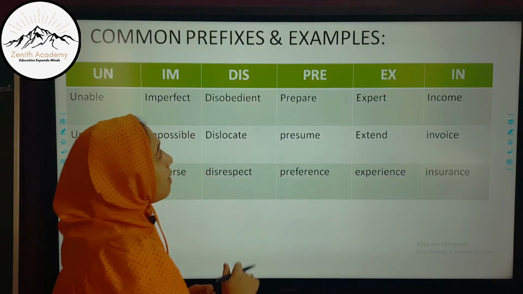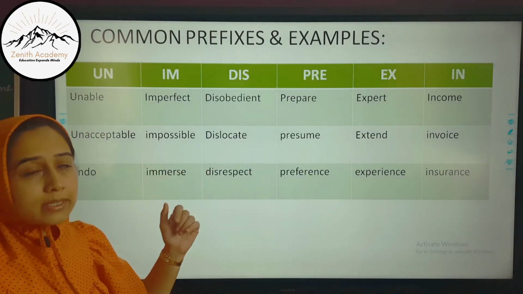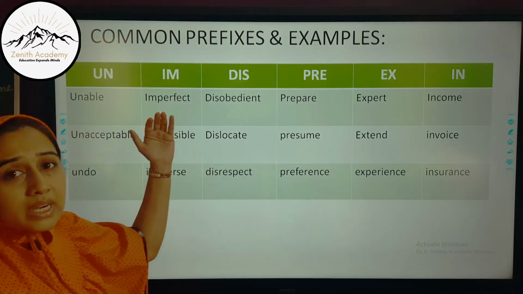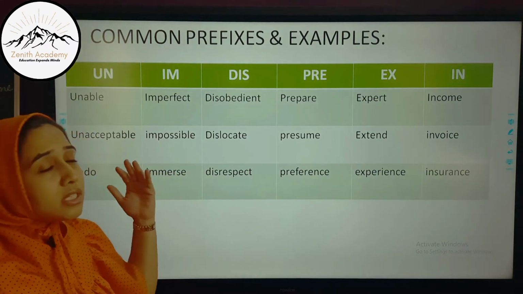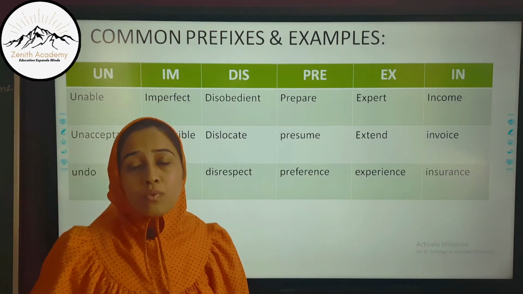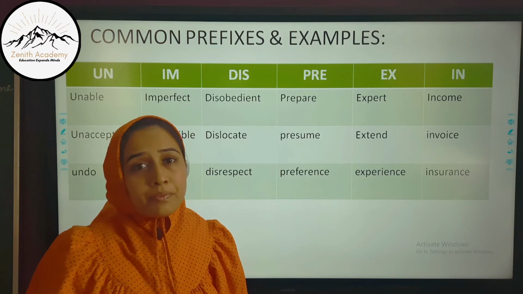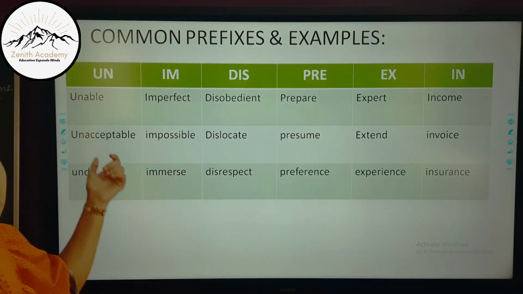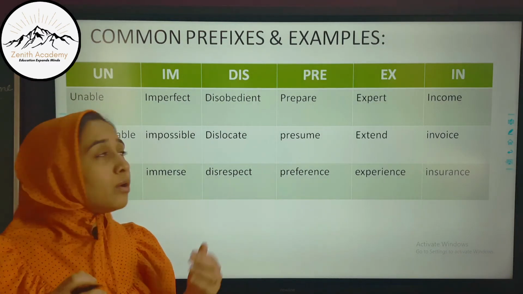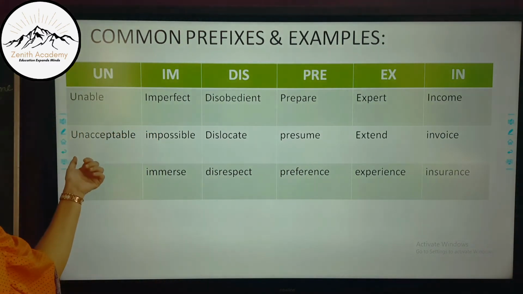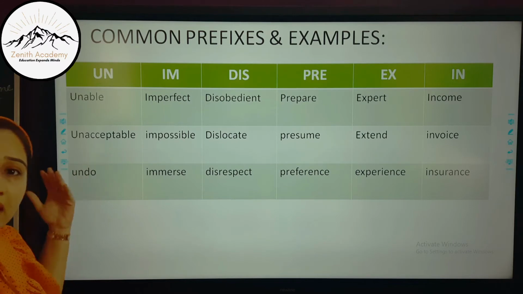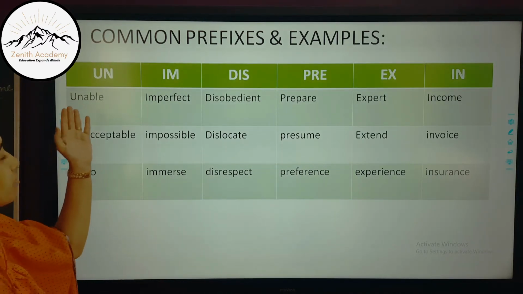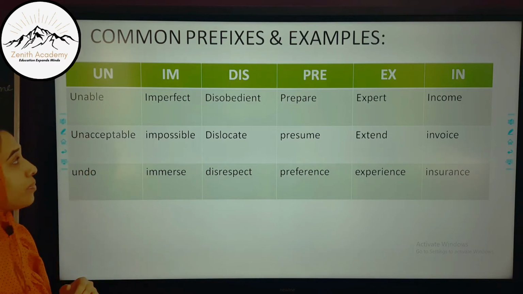Now let's see some examples of common prefixes. These are common prefixes like un, im, dis. Certain prefixes, when added to the root word, make its antonyms. Let's see. When you add un, you are making an antonym of that root word. Able, unable. Acceptable, unacceptable. Do, undo. So these are all the antonyms of the free stem root words.